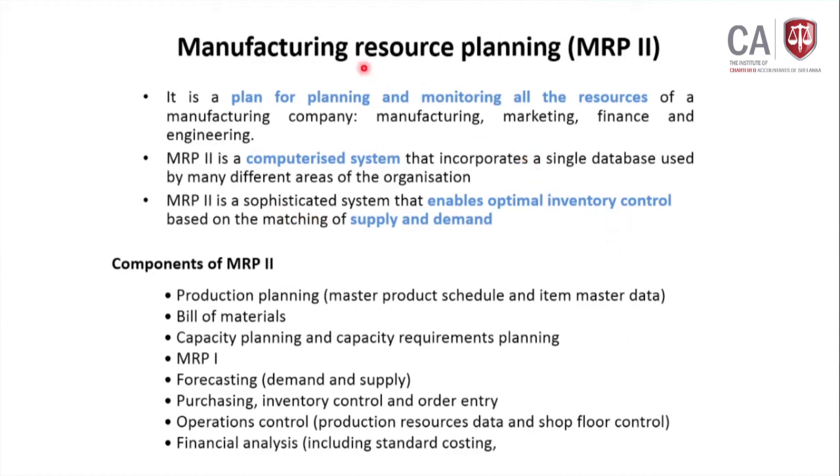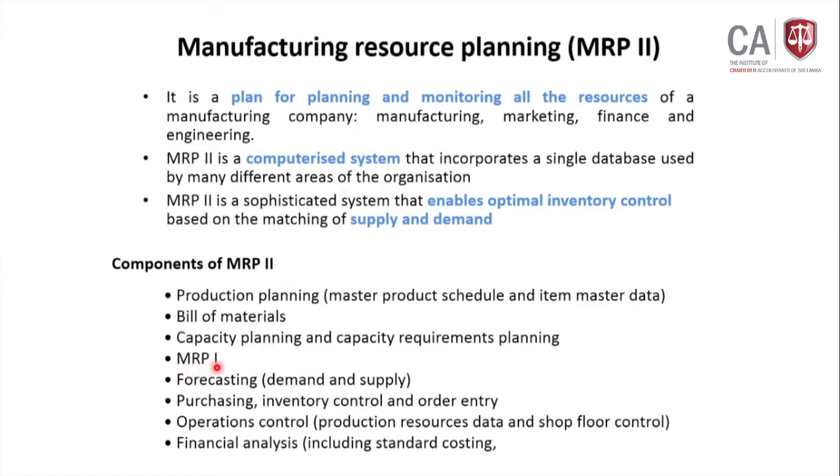So for the manufacturing environment, manufacturing resource planning is there. What are the components of MRP 2? Production planning: to plan the products, you need this. Master product schedules and item master data. Bill of materials, BOM, is also here. Capacity planning and capacity requirement planning. So it has the capacity planning, and it also has the requirement planning.